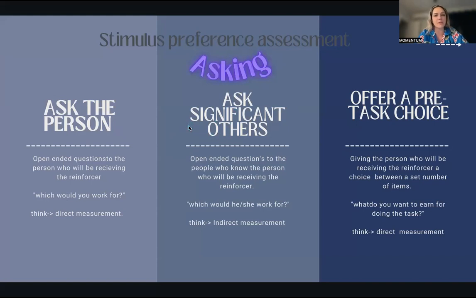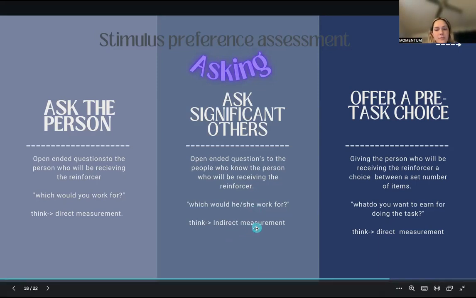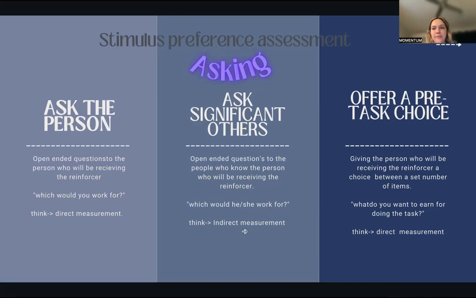And then we have asking significant others. So this is also another form of open-ended questions, but to the people who know the person who will be receiving the reinforcer. So this is mom, dad, abuelita, abuelito, anyone directly working with your client. So which would he or she work for? Those are the questions that we're going to be asking whoever has some sort of interaction with your client. It could be a teacher, other type of therapist as well. And this is an indirect measurement because we're not getting the answer directly from our client.